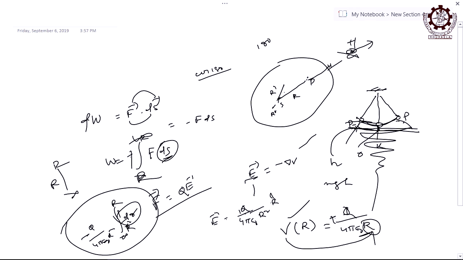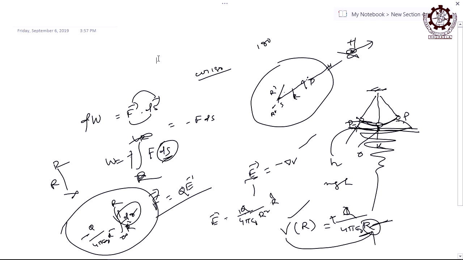So this is plus Q, not minus, but it tells that when R is increasing, obviously the potential goes on decreasing, that is true. If you go from one point to another point at a longer distance, naturally the potential there is less in comparison to this. Like that, if you go further away, the potential gradually goes on reducing.